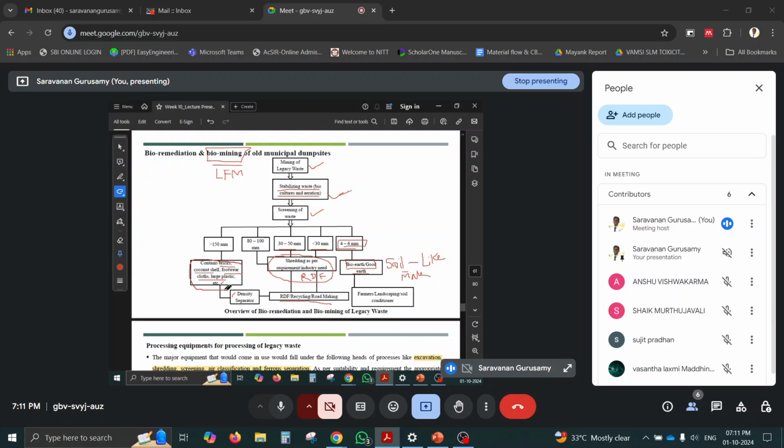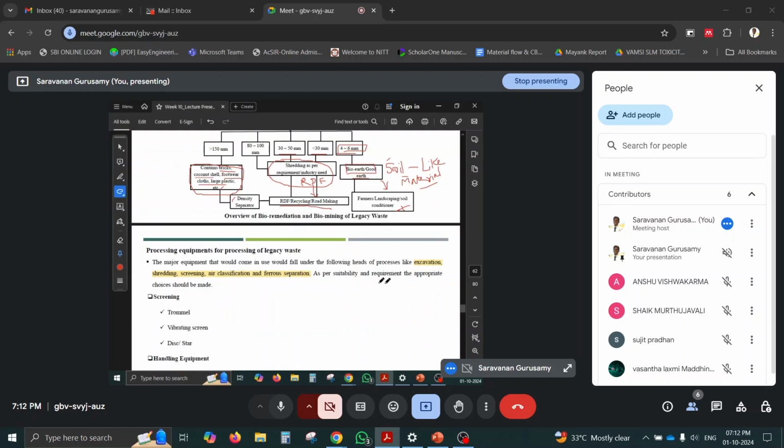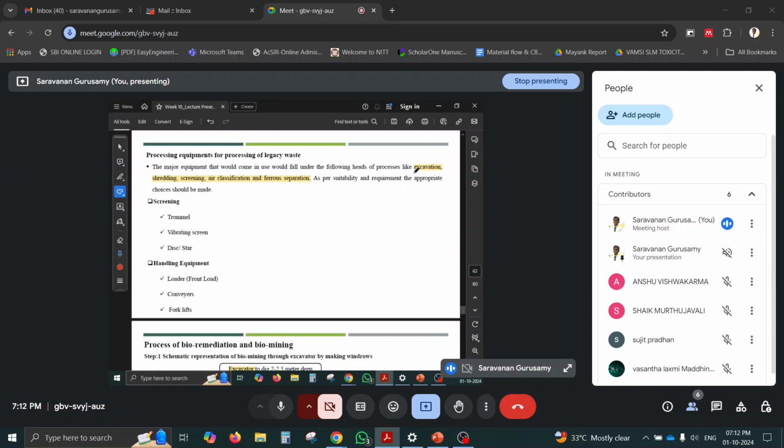So this will be recovered, and we have different reuse options for the different fractions. RDF we can use for road making. Bioearth we can use for landscaping or as a soil conditioner because it is majorly soil only. So it can be used as agricultural soil, but after checking the different contaminants present in the soil like material. It may have some heavy metals. Although it has good nutrient capacity because it is from waste, it also has some harmful heavy metals and toxic elements present in it. The major equipment used for excavation, shredding, screening, air classification and ferrous separation are the processes, so we have different equipment involved.